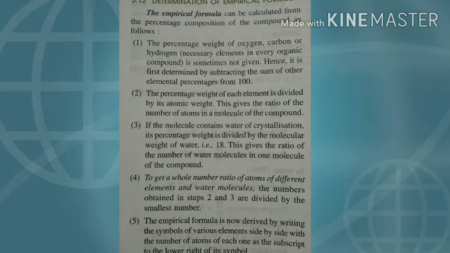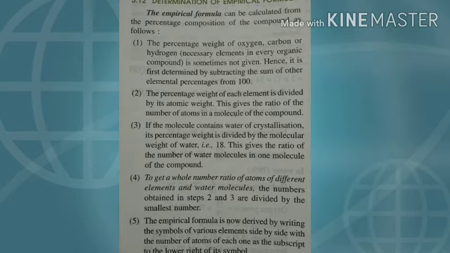If the molecule contains water of crystallization, the percentage weight is divided by the molecular weight of water. The molecular weight of water is 18. This gives the ratio of the number of water molecules in one molecule of the compound. Water of crystallization is the amount of water molecule associated with a crystal. To get a whole number ratio of atoms of different elements and water molecules, the numbers obtained in steps 2 and 3 are divided by the smallest number.